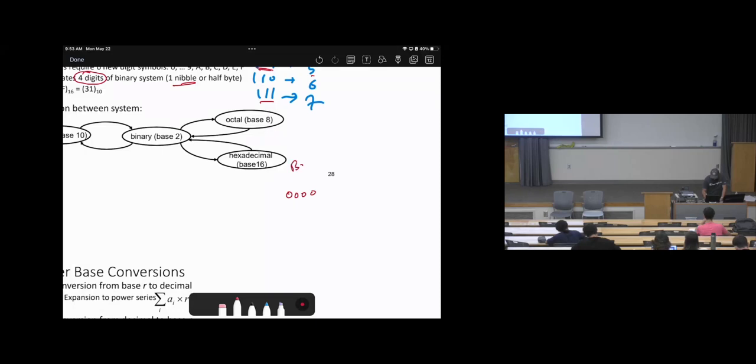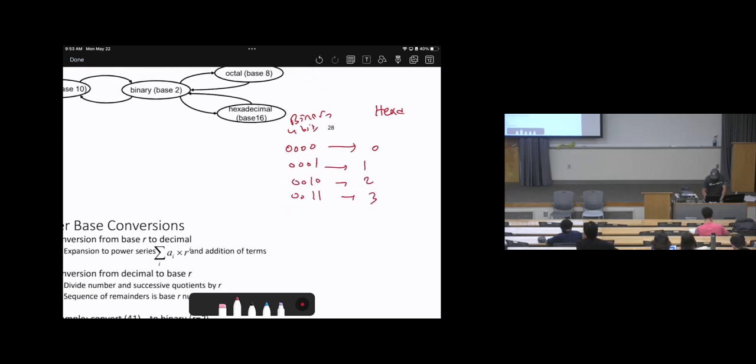This is binary, 4 bits. Now here is hexadecimal. I'm going to make it a shortcut as hexa. So 0, 0, 0, 0 will be 0. Then three zeros and 1 is 1. 0, 0, 1, 0 is 2. 0, 0, 1, 1 is 3.